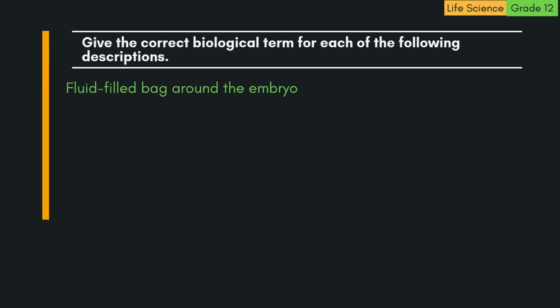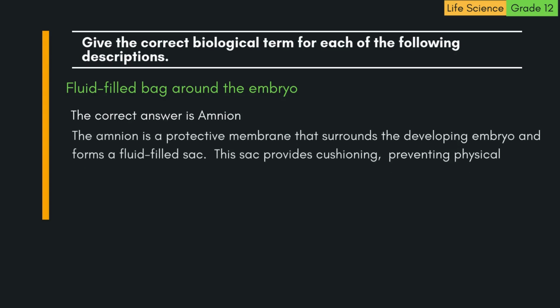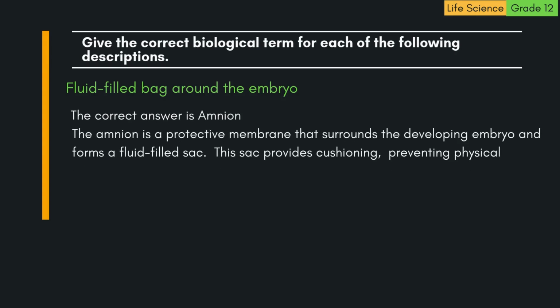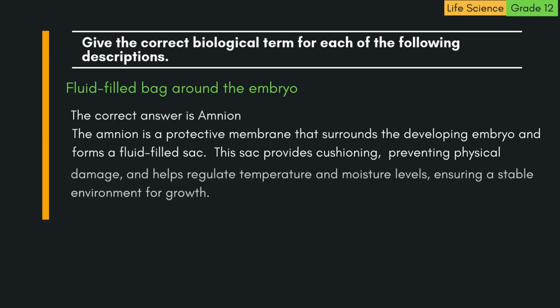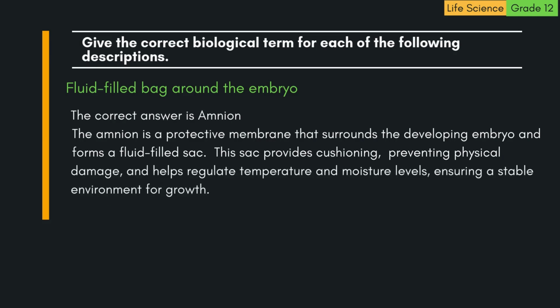Fluid-filled bag around the embryo. The correct answer is amnion. The amnion is a protective membrane that surrounds the developing embryo and forms a fluid-filled sac. This sac provides cushioning, preventing physical damage, and helps regulate temperature and moisture levels, ensuring a stable environment for growth.